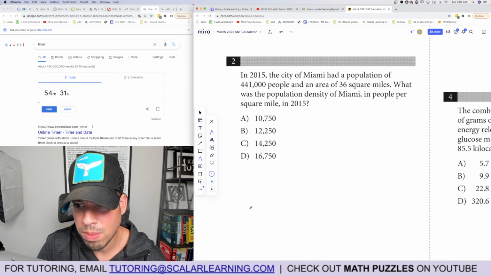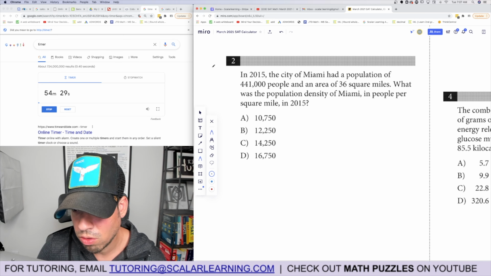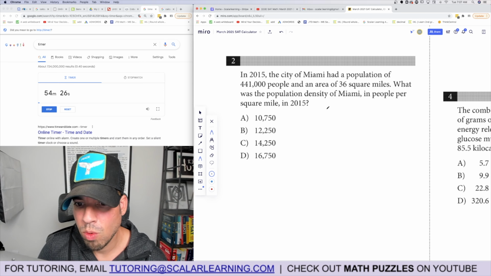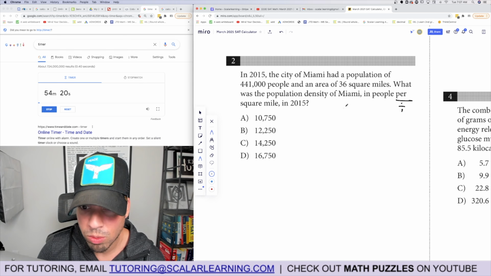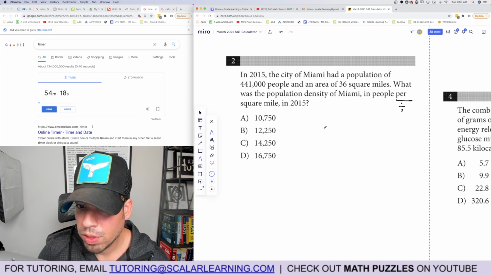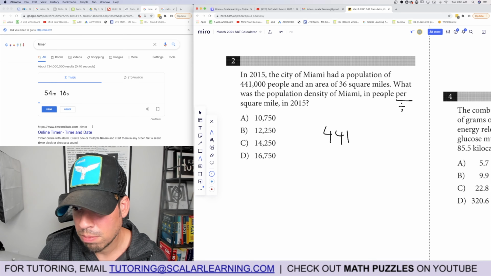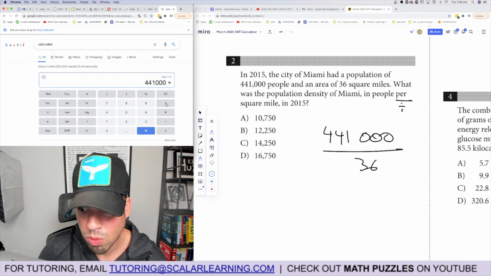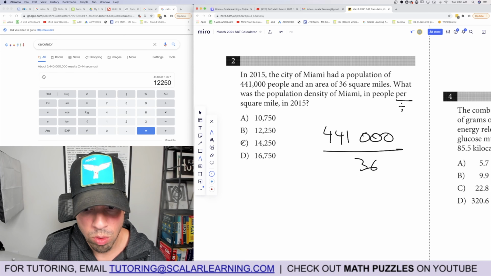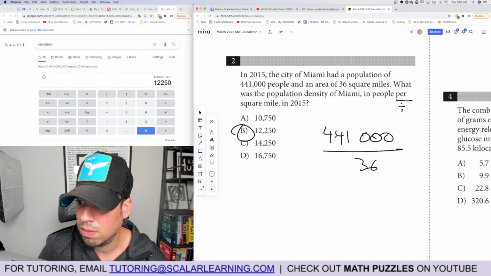Number 2. In 2015, the city of Miami had a population of 441,000 people in an area of 36 square miles. What was the population density in people per square mile? And the per, I always say, is like a division symbol. So what are we doing? We're doing the 441,000 people divided by the number of square miles, which is 36. Calculator time, 441,000 divided by 36, 12,250. Well, we could probably estimate it mentally, but let's just roll with it. Boom, done.